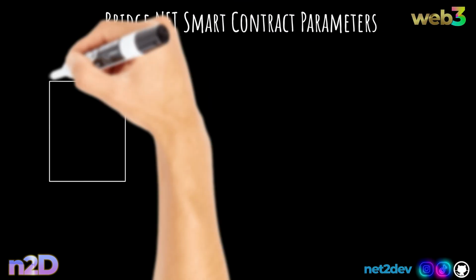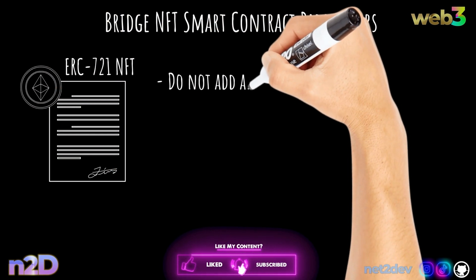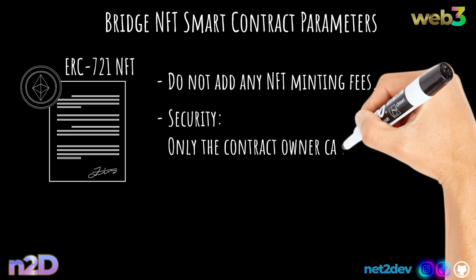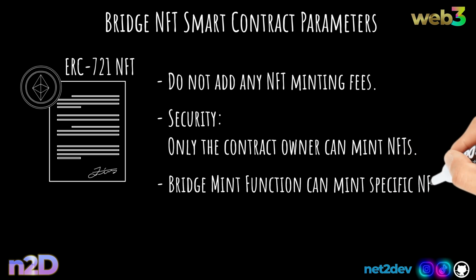Bridge NFT Smart Contract Parameters. This is a normal NFT ERC-721 smart contract with certain enhancements. Do not add NFT minting costs. Why would we charge the bridge to mint an NFT? Security: only allow the bridge NFT contract owner to mint NFTs. We cannot allow end users to directly call this smart contract and mint NFTs. The smart contract can allow custom NFT IDs to be minted. Imagine if a user decides to bridge NFT with ID 1000, we must mint that NFT ID at the destination blockchain and not NFTs in order as a normal NFT collection smart contract.